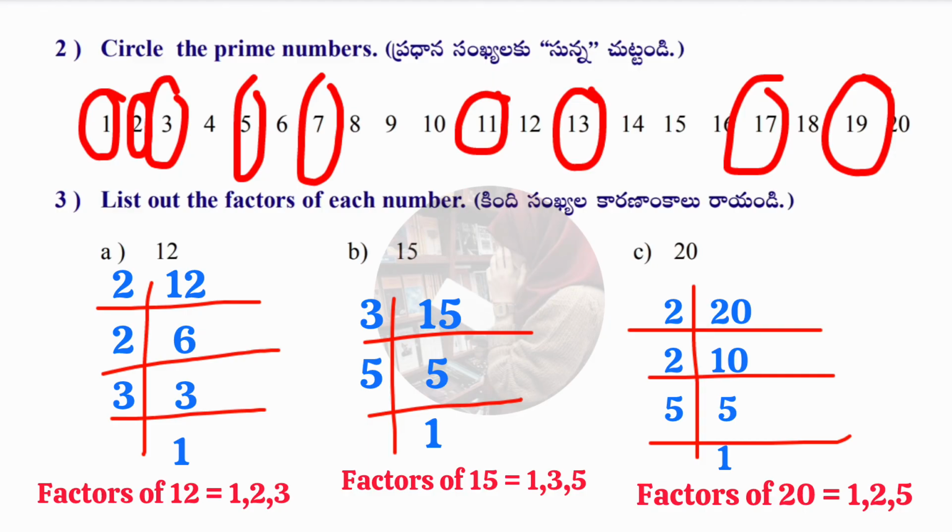Okay, next, 15. Factors are 1, 3, 5: 3 5s are 15, 5 1s are 5. So 1, 3, 5 are the factors of 15. Then 20. Factors: 2 10s are 20, 2 5s are 10, 5 1s are 5. So factors of 20 are 1, 2 and 5.